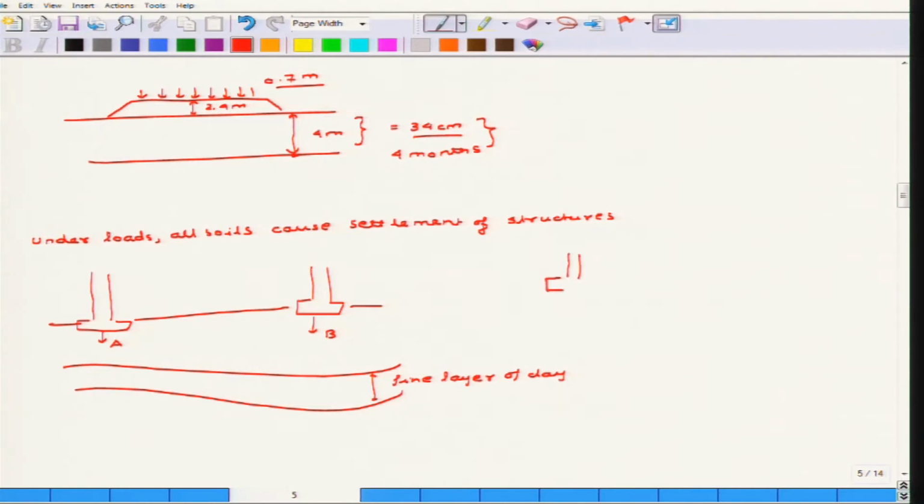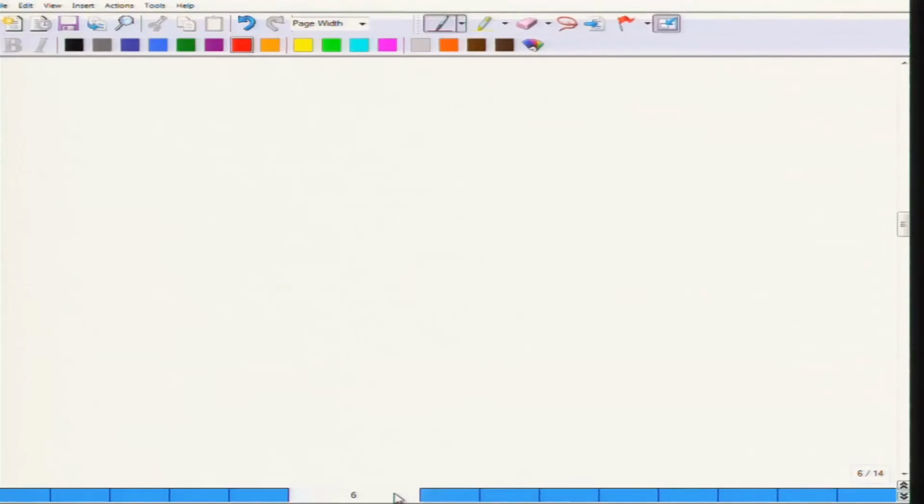In that case, the structure may settle differently under the same load. Basically, the load imparted on the structure is the same. So, the settlement of B is greater than the settlement of A. In this case, a differential settlement is introduced. Now, a differential settlement is very dangerous compared to the general consolidation settlement. It may induce cracks in the structure because the two parts of the structure settle differently, and it is very crucial when you are designing a structure.